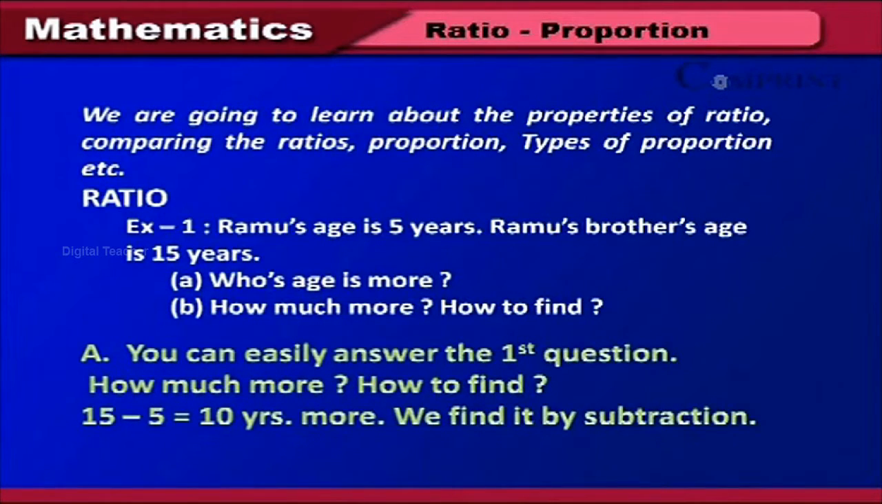Ratio. Example 1. Ramu's age is 5 years. Ramu's brother's age is 15 years. A. Whose age is more? B. How much more? How to find? You can easily answer the first question. How much more? How to find? 15 minus 5 is equal to 10 years more. We find it by subtraction.